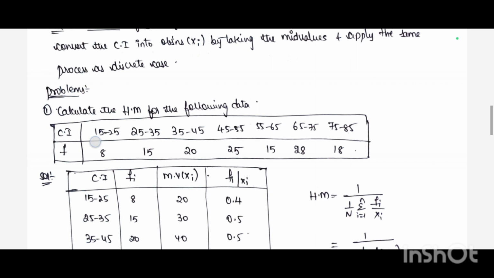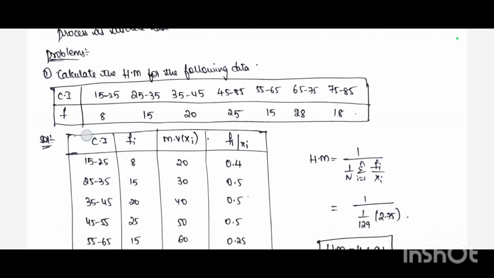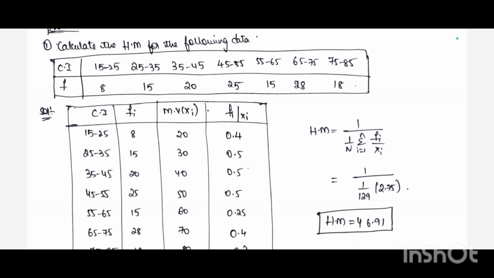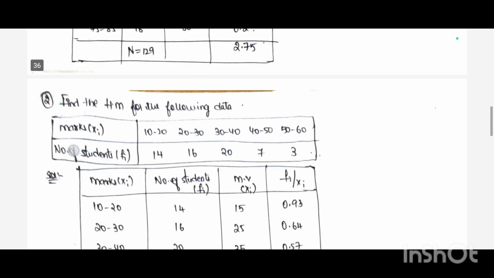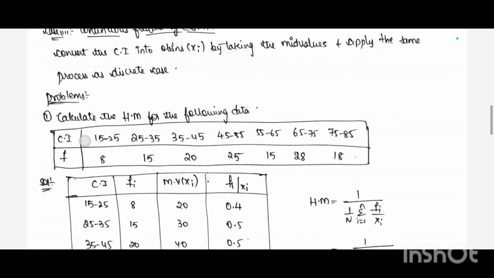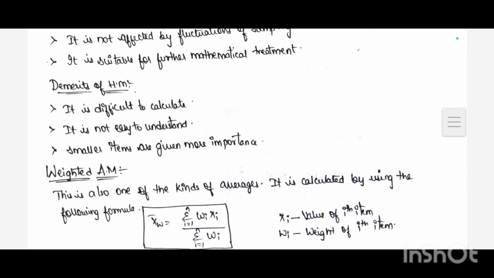Okay, likewise you have to calculate. What is the formula? The same formula we have to apply, that is capital N divided by summation fi divided by xi. Okay, this is how we have to calculate for continuous frequency data and so on.